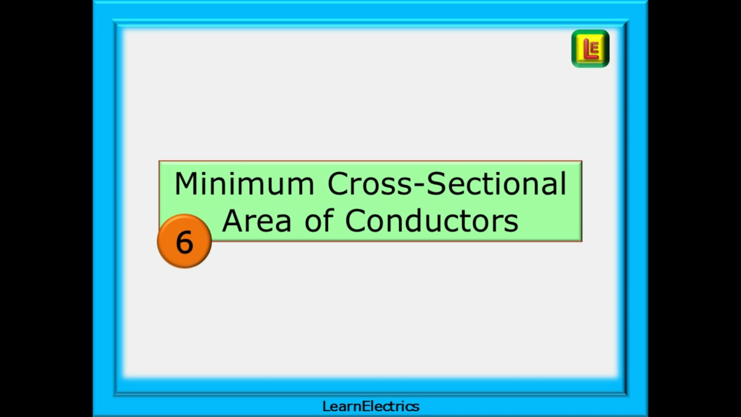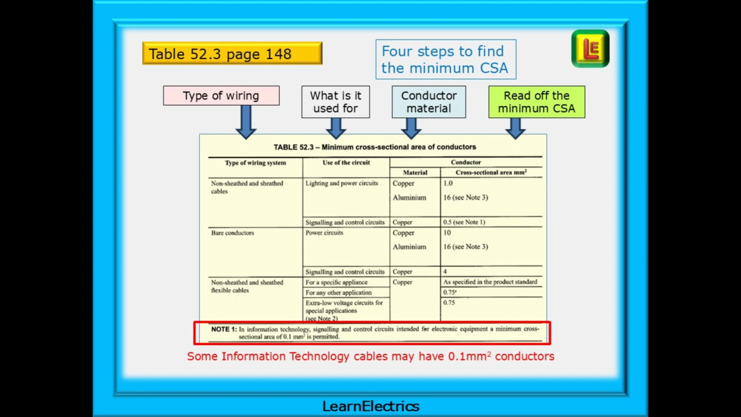Table 6 is about the minimum cross-sectional area of conductors. Find table 52.3 on page 148. This is nothing to do with how much current is flowing or how much the voltage drop is. It is just how physically small is acceptable as a conductor, given the type of material for the conductor and what it is used for. Will it break? There are 4 easy steps: the type of wiring, what the circuit is used for, and the conductor material. Is it copper or aluminium? And then read off the minimum size.